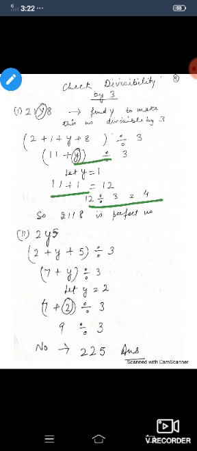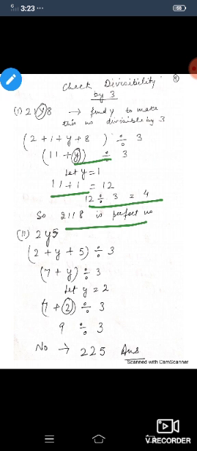One thing is for sure, we have to write only the smallest possible number. That smallest possible number should be 1, 2, 3 and so on, but it should be the smallest. So 11 plus 1 is equal to 12 and 12 is divisible by 3. So y is 1, and 2118 is the number.